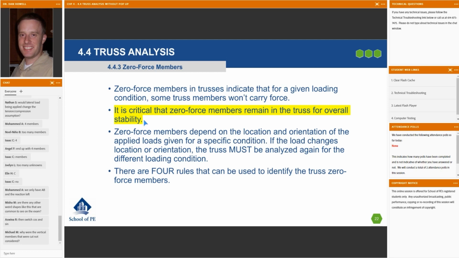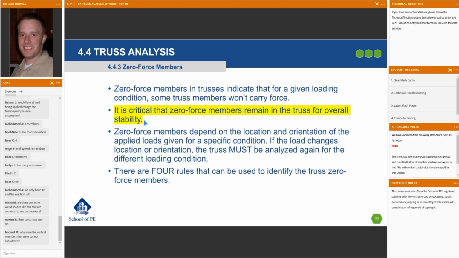Do not, and I've had this happen. Some folks will say, you know what, Dan? I looked at that truss, I took out 5 or 6 members and then went back to that M, R, and 2J. And you know what? That truss fell down. It's like, yeah, it probably would. You take out half the members.